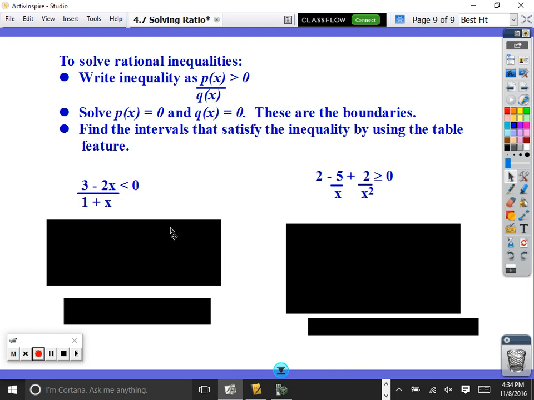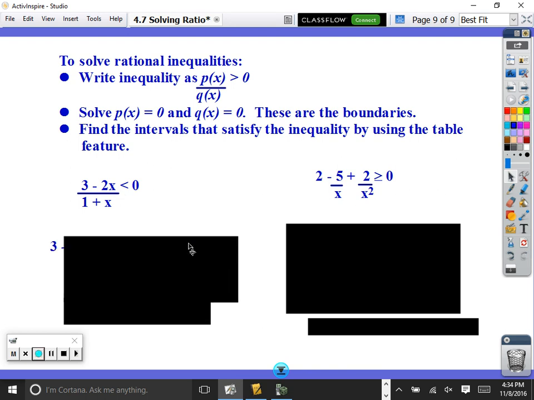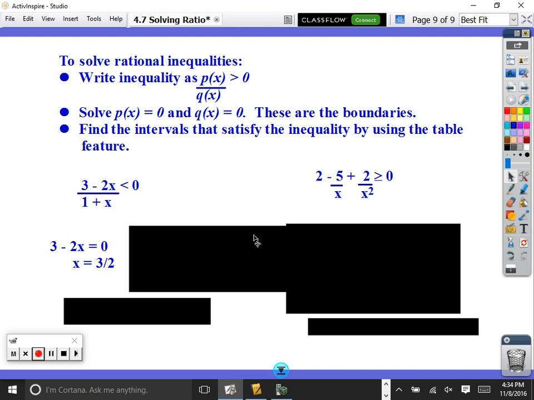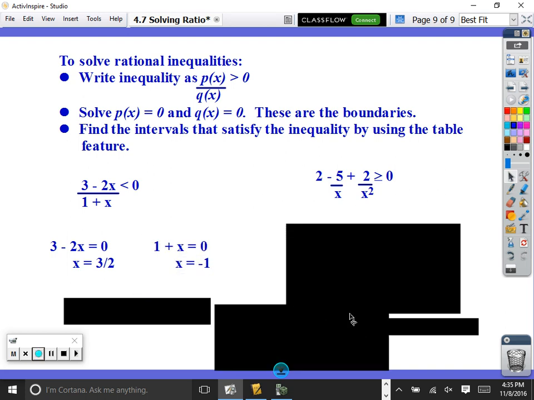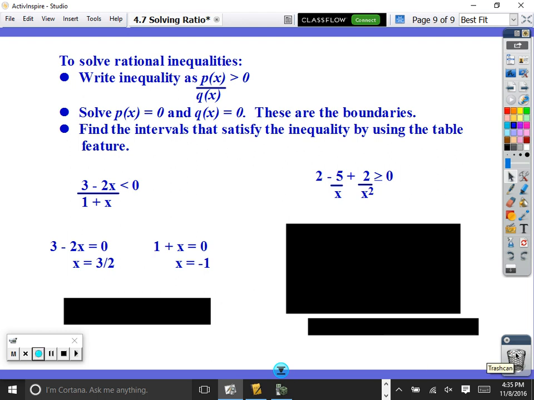In the numerator, I have 3 minus 2x, so I am going to solve that for 0, and I get x equals 3 halves. In the denominator, I have 1 plus x, so I'm going to solve that for 0, and I get x equals negative 1. So then on my number line, I'm going to place those. A negative 1 is to the left of a 3 halves. So I have values I'm going to look at from negative infinity to negative 1, between negative 1 and 3 halves, and between 3 halves to positive infinity. And I am looking for where it's negative.